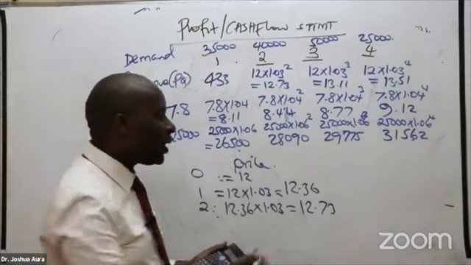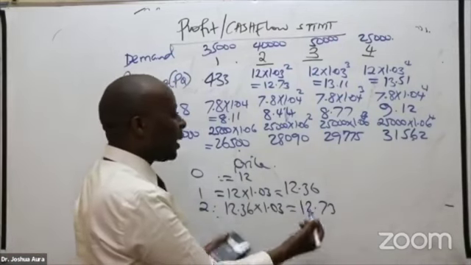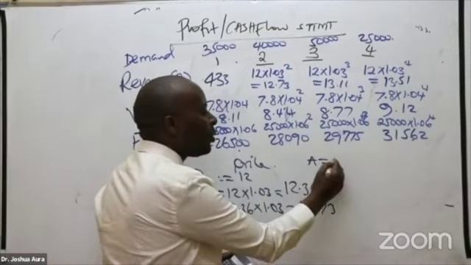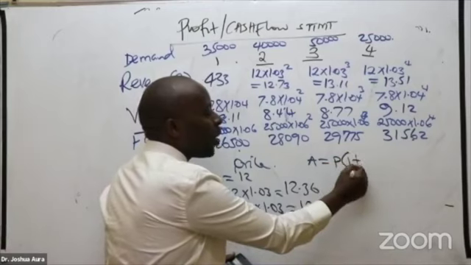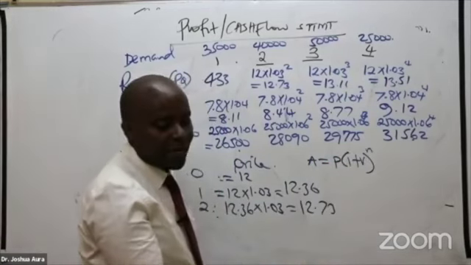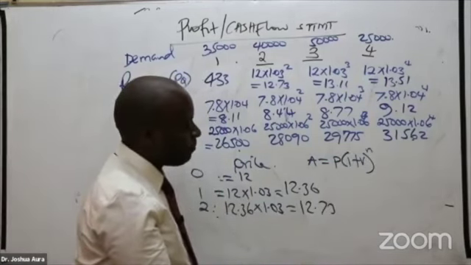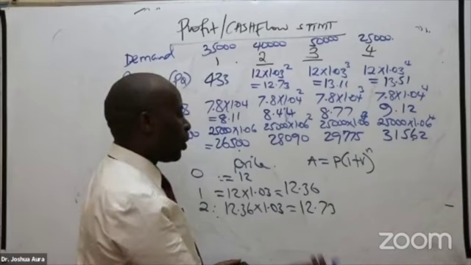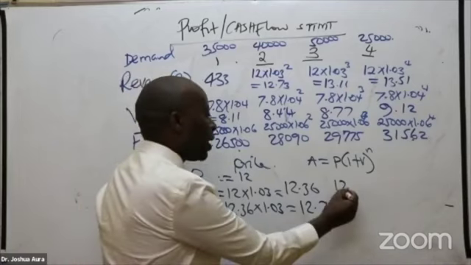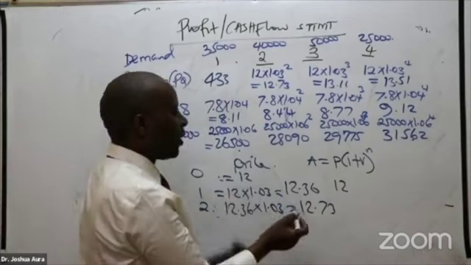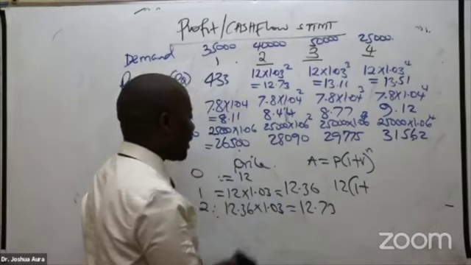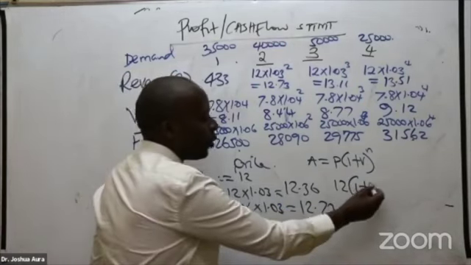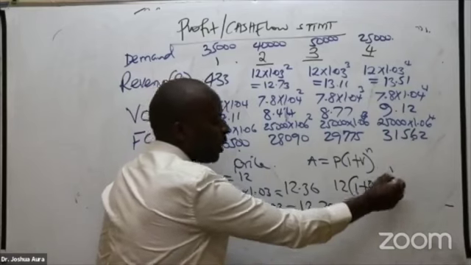But you see, the same would have been obtained using the formula: amount equals principal into 1 plus r, raised to power n. Like now here, the principal is 12. So 12 into 1 plus our rate of growth, 0.03, raised to power 1.